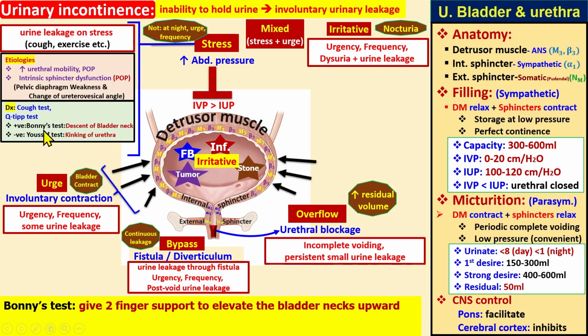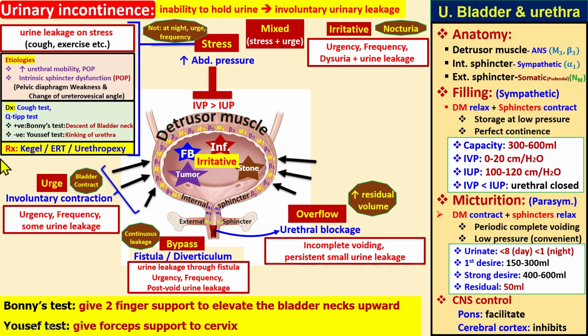Okay, and if the Q-tip test is negative, then you go for the Youssef test. If it is positive, it means there is kinking of the urethra or urethral dysfunction. In the Youssef test, you actually give support with forceps to the cervix. So if upon stress the patient urinates or has urine leakage, this is a positive Youssef test, which represents sphincter dysfunction.